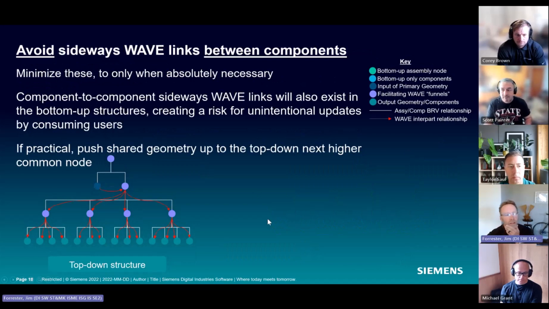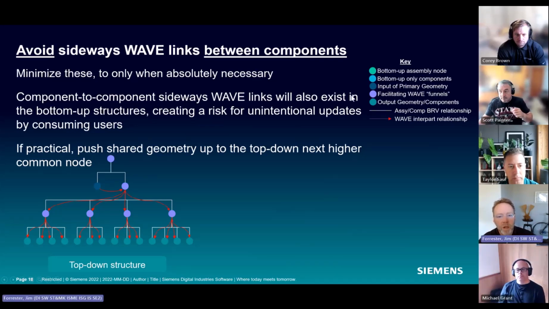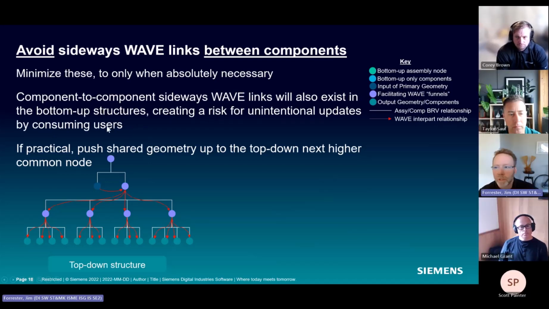Similarly, avoid sideways wavelengths between components. Minimize these to only when absolutely necessary. Sometimes you need to make them, but try to avoid them. Component to component sideways wavelengths will also exist in the bottoms-up structure, creating a risk of unintended updates by consuming users. If they open up that bottoms-up structure, remember the enterprise consumers are working in that bottoms-up structure. But if you make these sideways wavelengths, which I'm going to show you in a second, those happen over there as well. So if practical, push shared geometry up to the top-down next higher node.